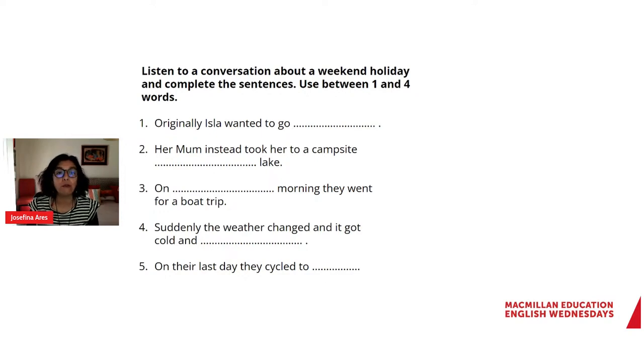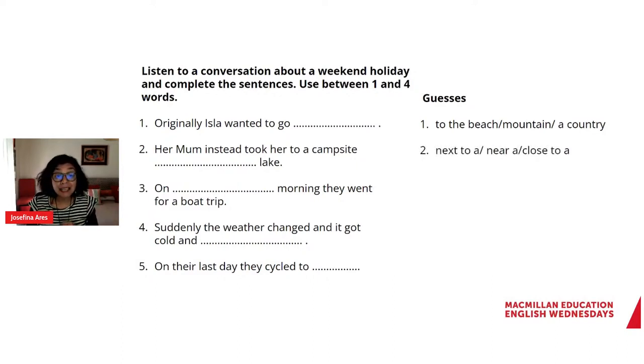Where do people go for a weekend holiday? What are the possibilities? Well, here are my guesses. What would you guess for number one? My guess was to the beach, to the mountain, to Paris, to London. So these are my three options, okay? Two, her mum instead took her to a campsite, blank, lake. Now, for me, it was clear what I thought it was. Next to a lake, near a lake, or close to a lake.